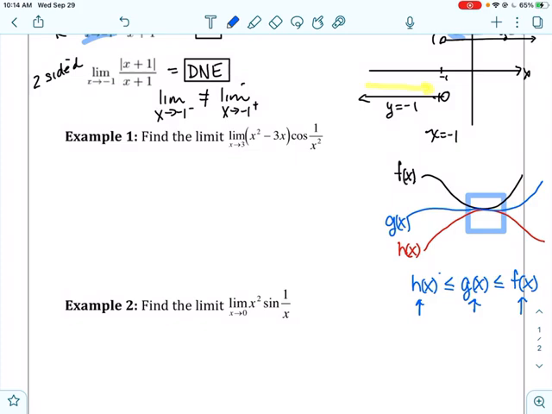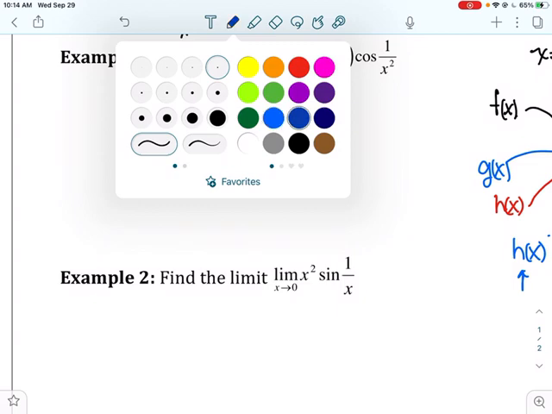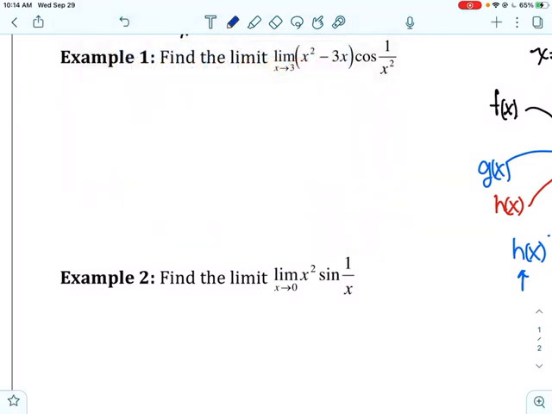So let's take the next two. Dealing with trig functions is always kind of interesting. We have the limit as x approaches 3 of x squared minus 3x times cosine of 1 over x squared. Notice that by direct substitution, we get 3 squared minus 3 times 3, and then cosine of 1 over 3 squared. We could work this out and probably get an answer, but I don't know what cosine of 1/9 is, so let's see what we get here.